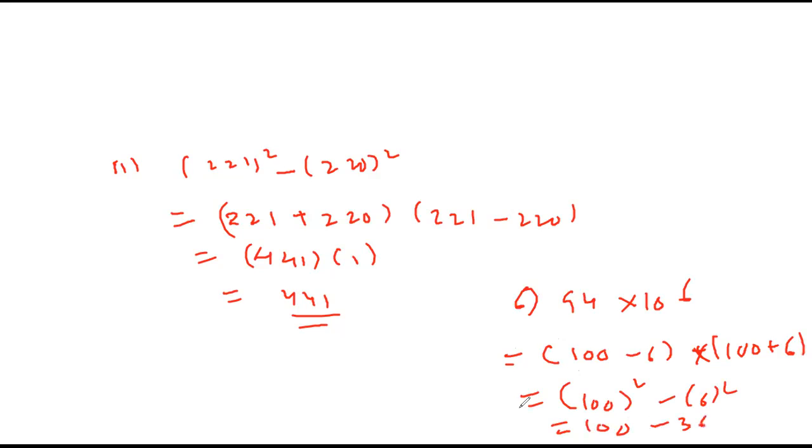100 square minus 36. 100 square is 10,000, so the answer is 9964. Correct. Done, sir. Now the seventh one.